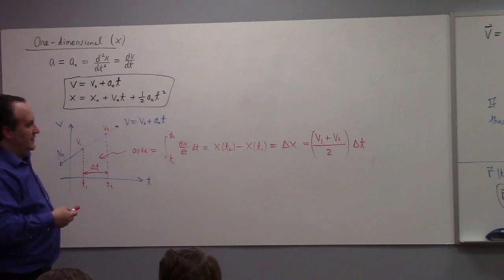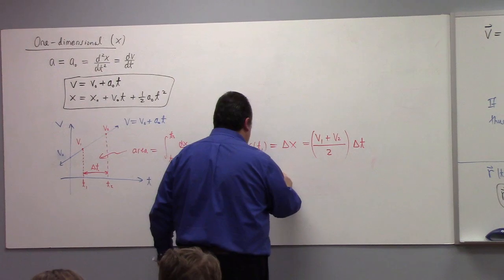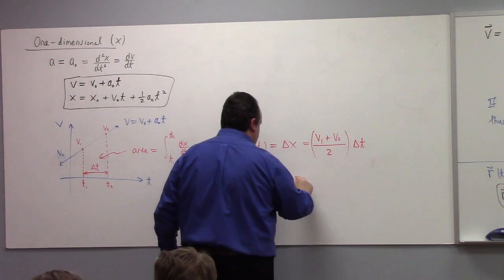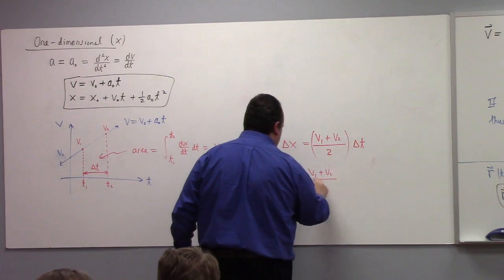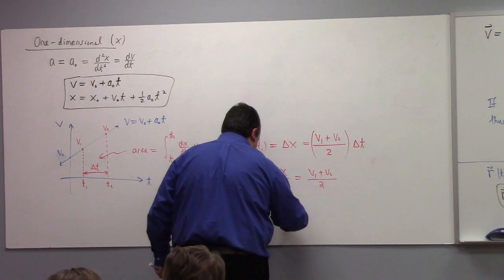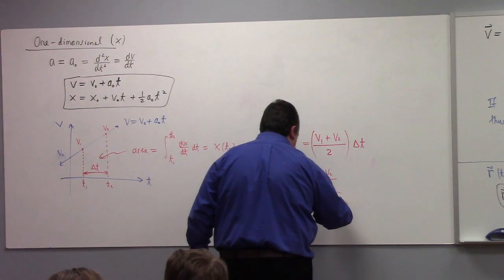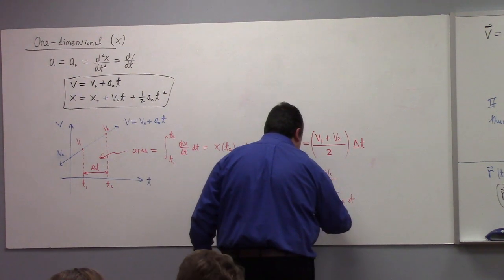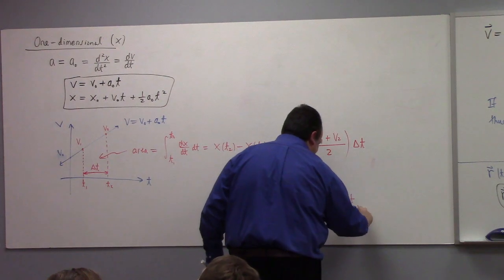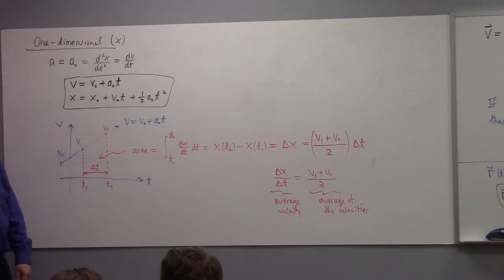My bad. So, this is sometimes useful, but we can rewrite this. This says that change in x over change in t is equal to v1 plus v2 over 2. So this is the average velocity, right? Average velocity. And this is the average of the velocities. Seems like I said nothing, but I actually said something quite profound. There's a very big difference between average velocity and average of the velocities. Do you see the difference?